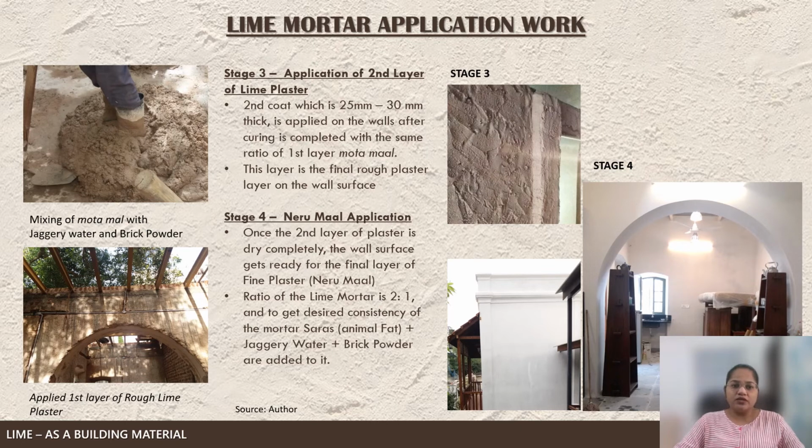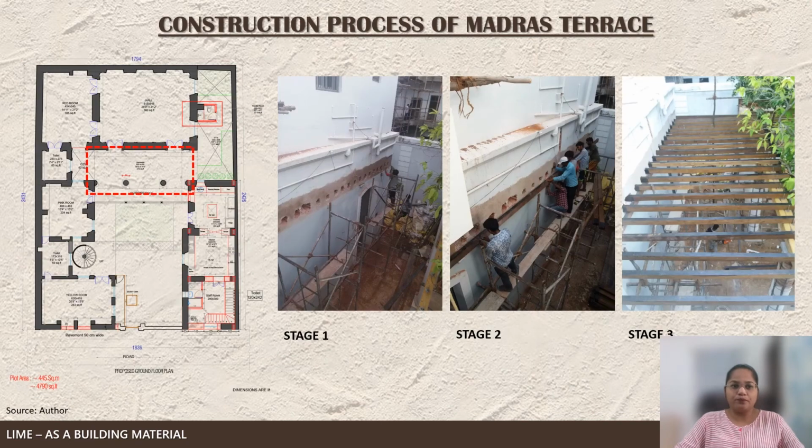Then moving towards the final finishes, called the Nerumal application. Once the second layer of plaster dries completely, the wall surface gets ready for the final finish and for the application of Nerumal. The ratio of the lime mortar is 2:1 with the desired consistency. The jaggery water and brick powder are added into it. Also, sometimes we add marble powder to get shine and more strength.